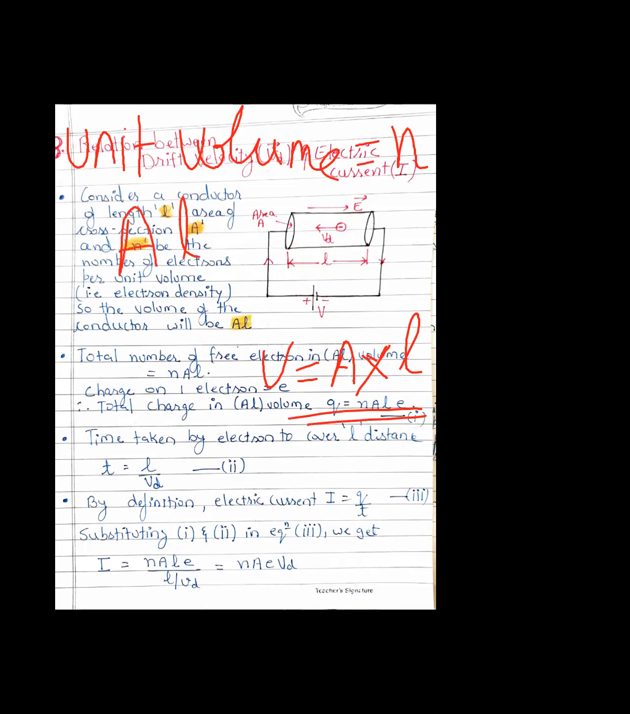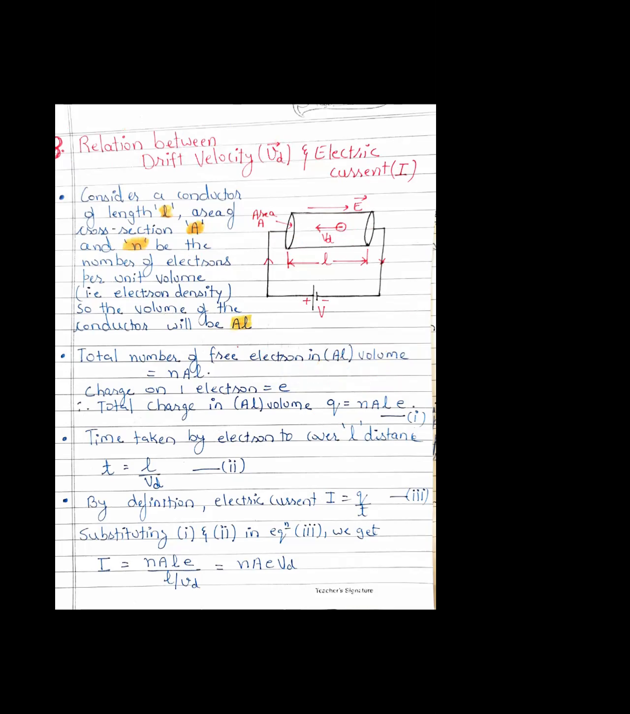तो AL में कितने electrons हैं? Simple cross multiplication, AL into N. So how many electrons are present in the total volume of the conductor? Total volume क्या है? AL. तो AL में कितने electrons present हैं बेटा? NaL. So NaL gives you the total number of free electrons present in the conductor with area A, length L, that is volume AL. ठीक है, ये तो इलेक्ट्रॉन्स हो गए.